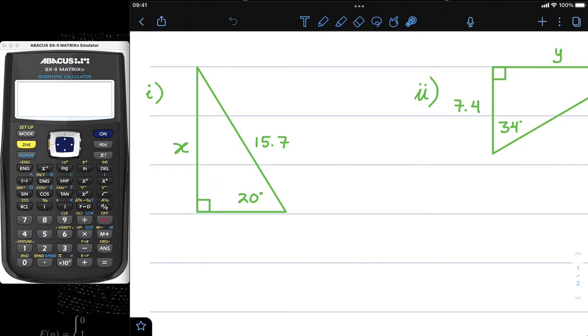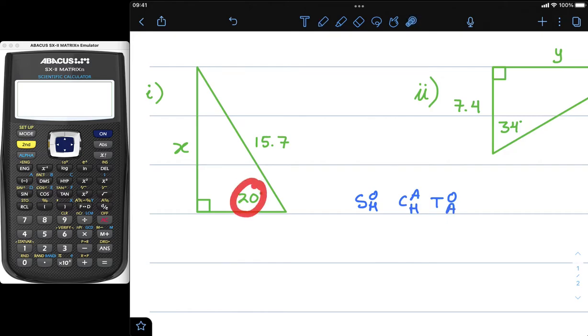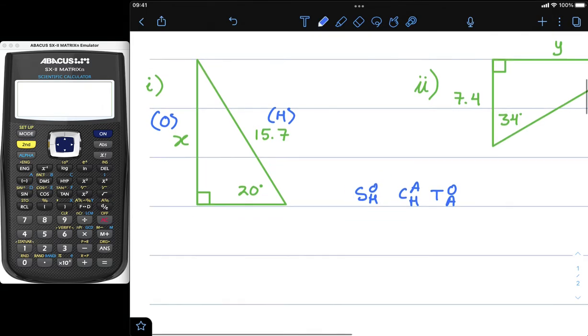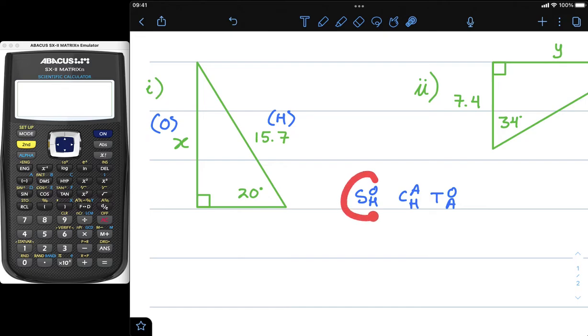Okay, so remembering SOHCAHTOA. From the angle, we have opposite, so that's O, and we have the hypotenuse, which is H. Hope you can quickly see that this is SOH, which is sine. So we've determined that it is sine.